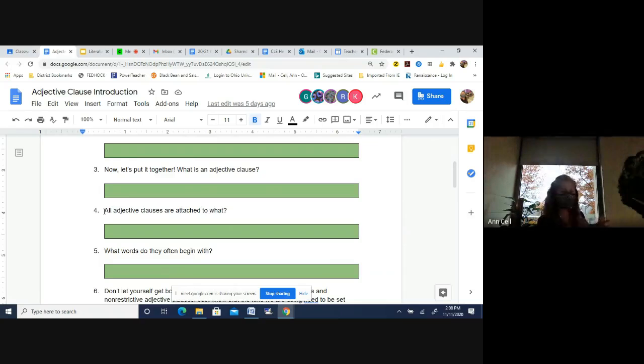Adjective clauses are descriptive attachments. They're going to be attached to an independent clause. And their job is going to be to describe one of the nouns in the sentence. So all adjective clauses are attached to what are they attached to, Reagan? Yes, they are all attached to independent clauses. So number 4, independent clause.